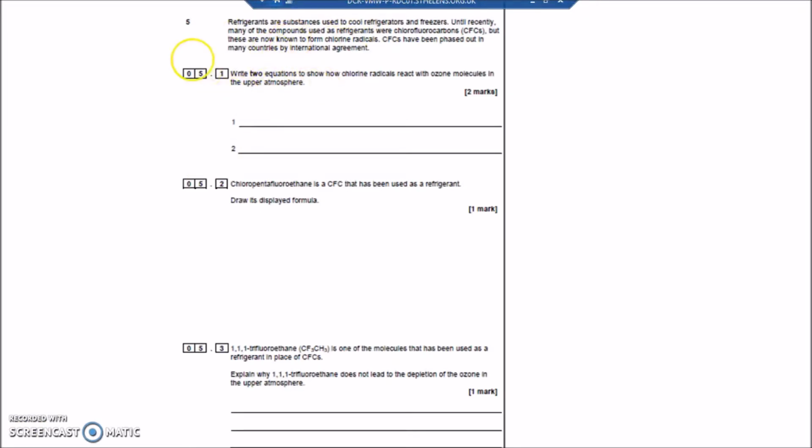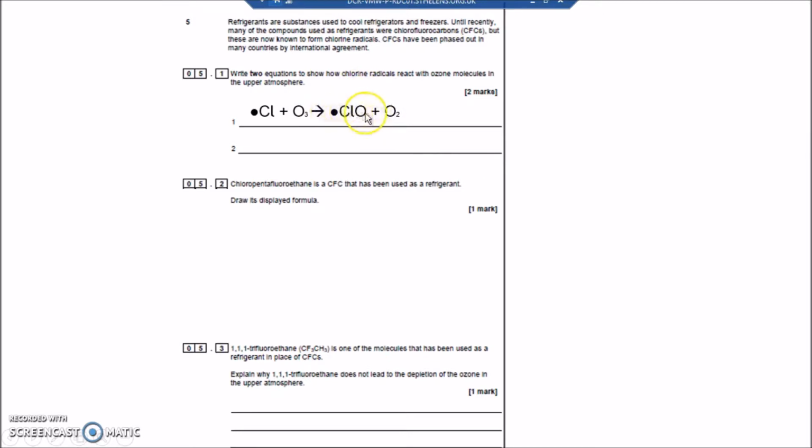So this question's about chlorine radicals, free radical substitution. Write two equations to show how chlorine radicals react with ozone molecules in the upper atmosphere. So the first equation is Cl dot, which must have been made already, probably by Cl2 chlorine in the presence of ultraviolet light, an initiation step, making two Cl dots, and then there's a propagation step. So the Cl dot is then reacting with the ozone. Ozone's O3. The only thing it can turn into is O2. There's only two forms of oxygen, O3 and O2. So O3 must turn into O2. And then what have you got left? You've got a dot, you've got Cl, and you've got one of the O's left over to keep three O's on either side. The dot can go anywhere around this radical.